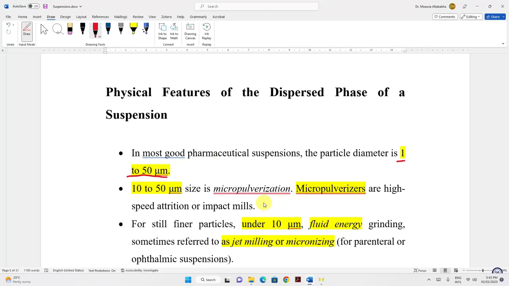We can prepare them using micropulverizers. Micropulverizers, okay? And the process is referred to as micropulverization. And this process will give you a size from 10 to 50 micrometer. Okay, here we are talking about the suspensoid.